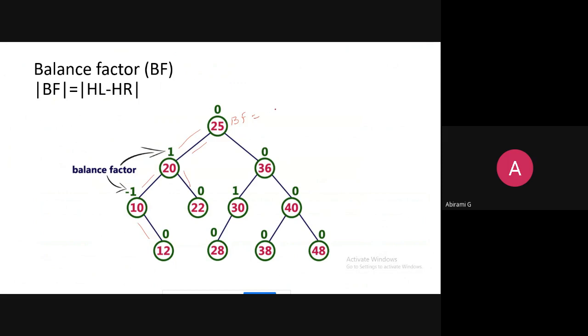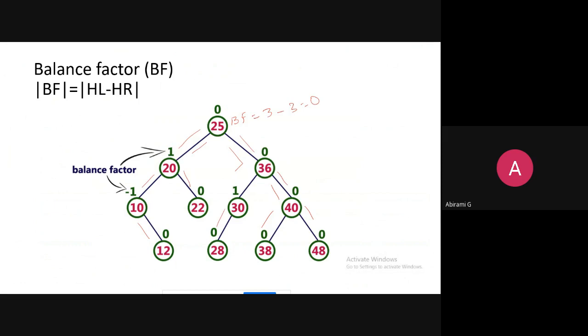So that is 3 minus the right height. What is the height of the right subtree? The longest path: it has three paths, 1, 2, 3, and 1, 2, 3, as well as 1, 2, 3. All paths are of equal height, so it's 3. So 3 minus 3 equals 0. So the balance factor of 25 is 0.